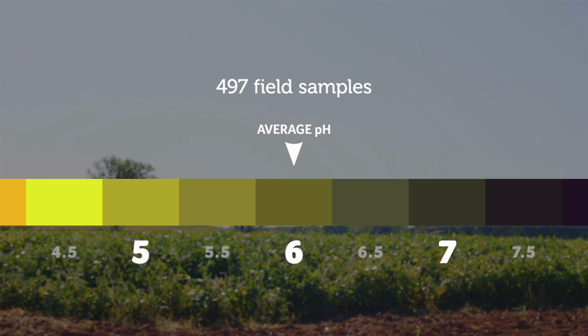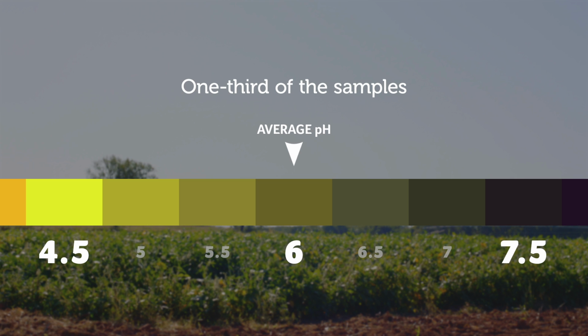Also, almost a third of our samples had a pH range of greater than 3 units, meaning the field average was still a 6, but an average field would go from a 4.5 to a 7.5. That means extremely acidic to quite calcareous, and that's going to impact how our roots grow. That's going to impact our phosphorus use and our potassium use.